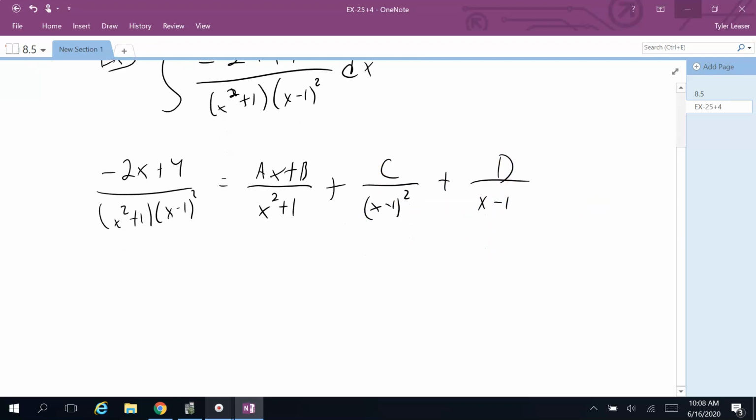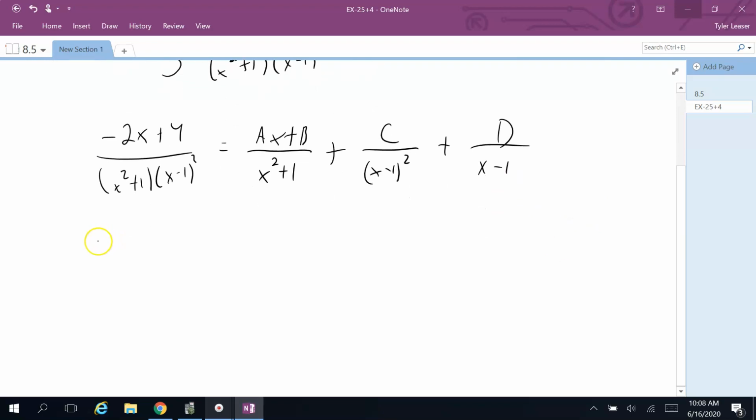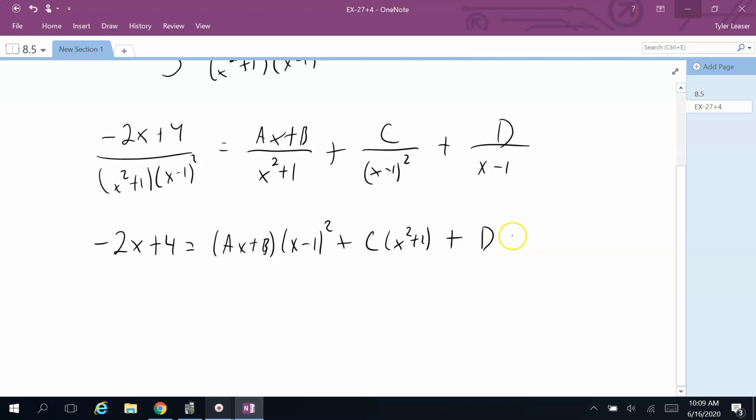Now we have to find the a, the b, the c, and the d. There's plenty of ways to do it. We're going to multiply everything by the denominator here. When I multiply it onto this first fraction, I'm going to get that numerator ax plus b. The x squared plus 1 cancels, but I still have (x minus 1) all squared. Multiplying onto this next fraction, I'm going to get that c. I'm going to get the x squared plus 1, but the (x minus 1) all squared cancels out. Finally, the last one, I'm going to get the d. I'm going to get the x squared plus 1, and I'm going to get a single x minus 1.